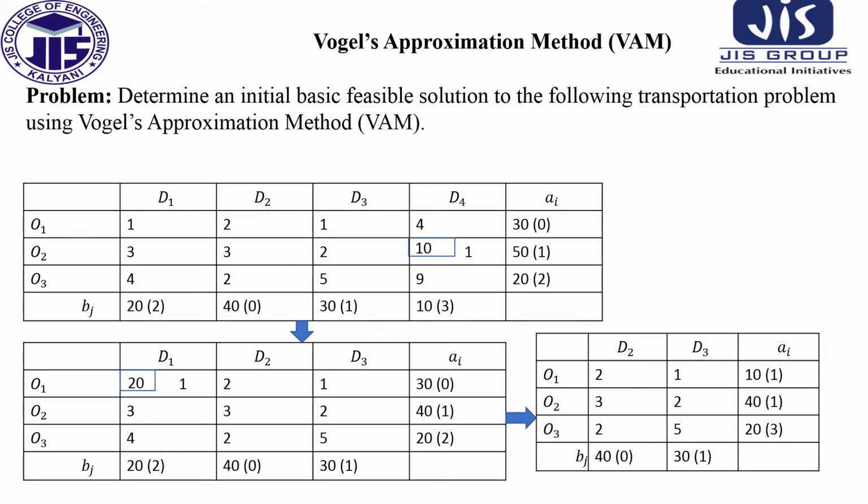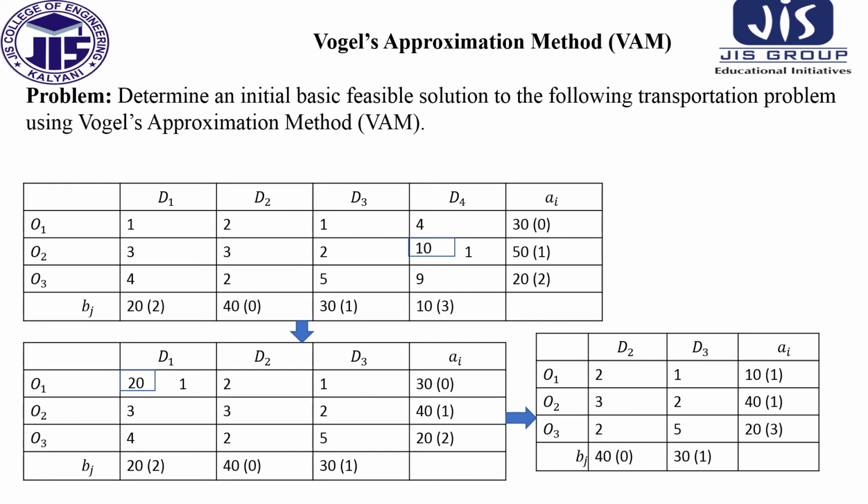So for this cell the supply is 30 and demand is 20. So between 30 and 20, 20 is the minimum. So we allocate here 20. So if we allocate here 20, the supply value will be 30 minus 20. So in table 3 we have written here 10, and the demand value will be 20 minus 20, 0.